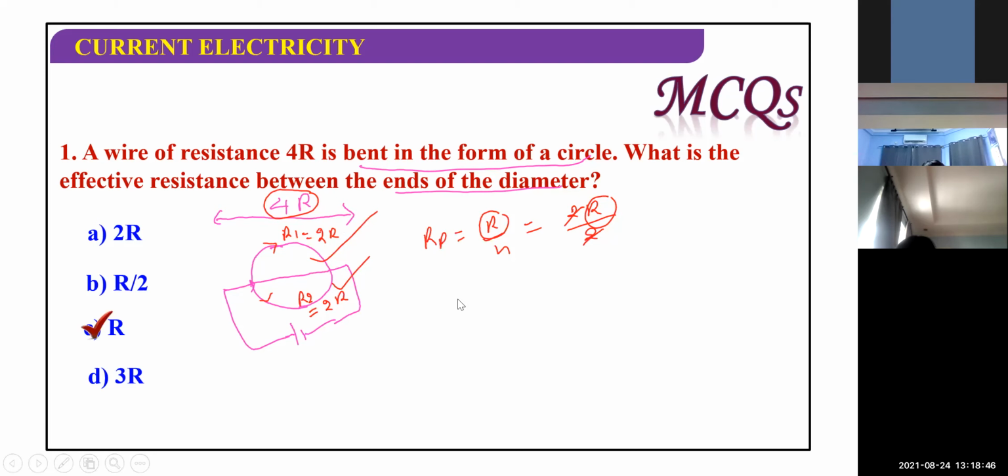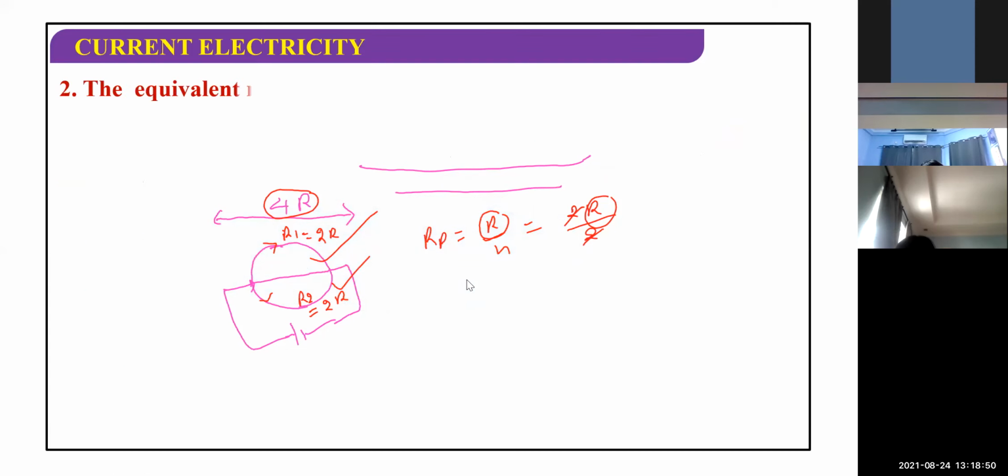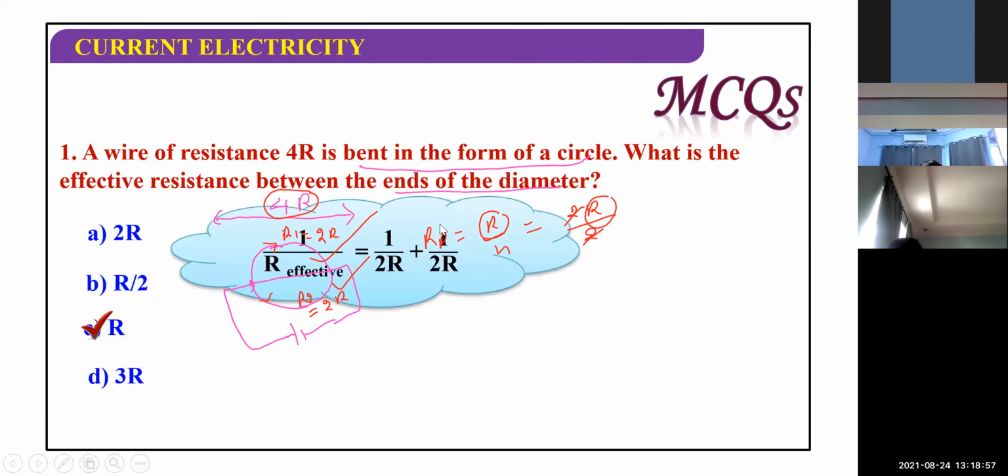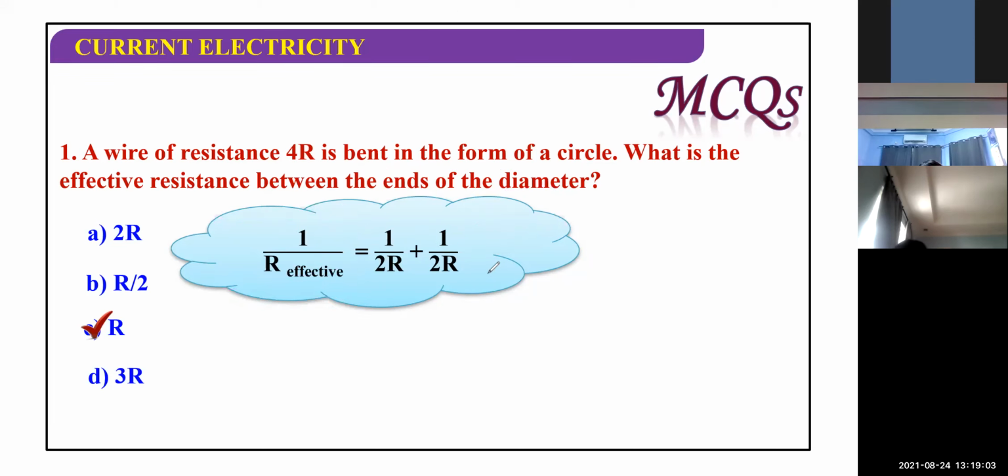You can also use the same equation, 1 by Rp equals 1 by R1 plus 1 by R2. Here you can find that we have this equation. Again, 1 by 2R plus 1 by 2R, you will get the same result.